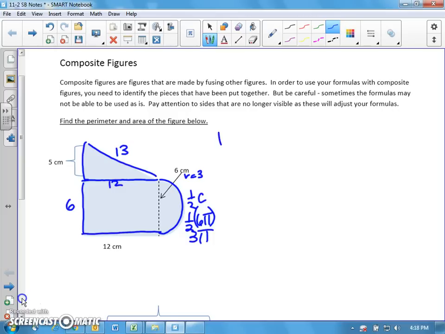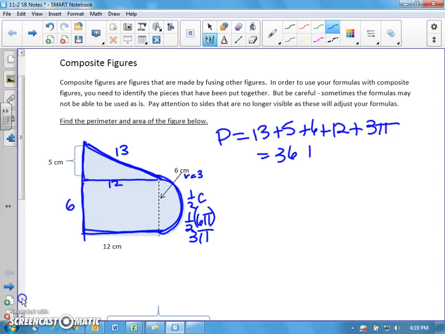So now all we need to do to find our perimeter is add all the way around the outside, here, here, here, and around that circle. So 13 plus 5 plus 6 plus 12 plus 3 pi. So when we add all of this together, we're going to get 36 plus 3 pi, and this is measured in centimeters. So now let's look at area.